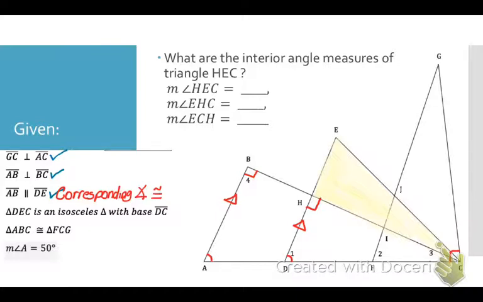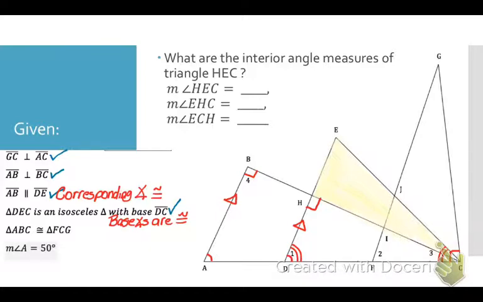Also, triangle DEC is an isosceles triangle with a base of DC. So, I know in isosceles triangles that base angles are congruent. So I'm going to go ahead and mark that the base angles here on my diagram, which would be HDC and ECD, are congruent.